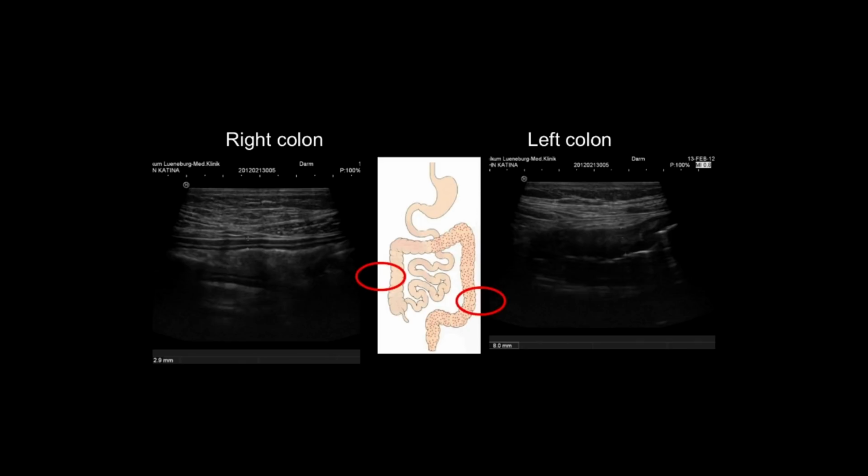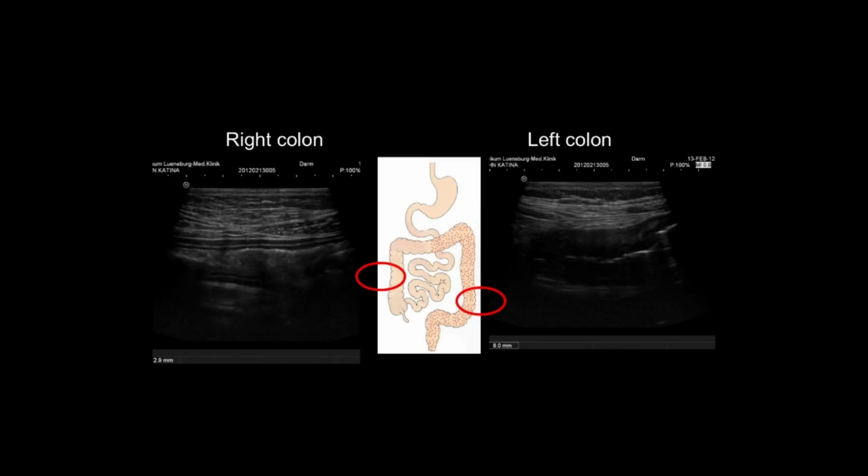This is exactly what we have done. Now in that patient, you can see on the left side of the image the right colon with a normal bowel wall thickness of 2.9 millimeters, with normal bowel wall stratification, maybe a bit reduced haustration. On the right side of the picture, the left colon, you can see a severely thickened descending colon with 8 millimeters, abrogation of the stratification, and loss of haustration. So clearly in that patient, you can see that there is left-sided colitis.